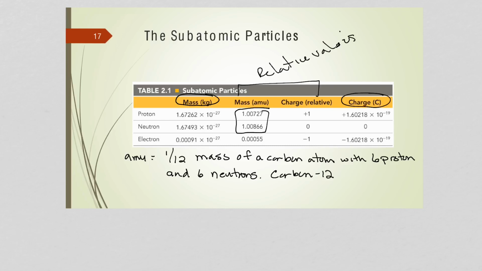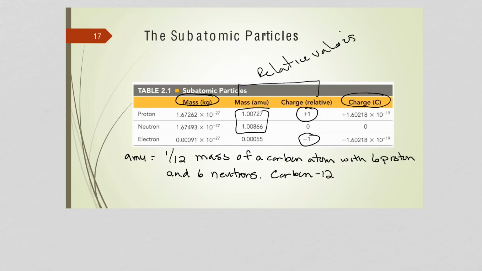Now, we also do the same thing with charge. We know that the charge of a proton and the charge of the electron are of equal magnitude, but simply opposite signs. Protons are positive, electrons are negative. We don't need to worry about these exact charges. All we need to understand is that one proton neutralizes one electron in terms of charge. And so we assign a proton a relative charge of positive 1, an electron a relative charge of negative 1.